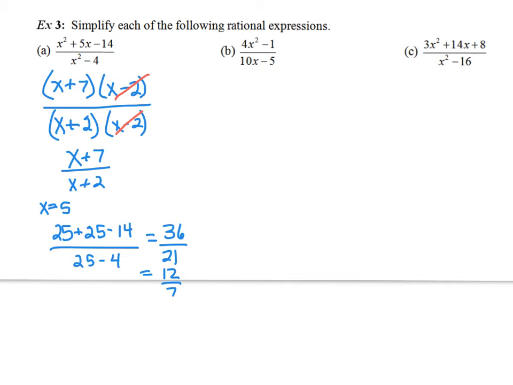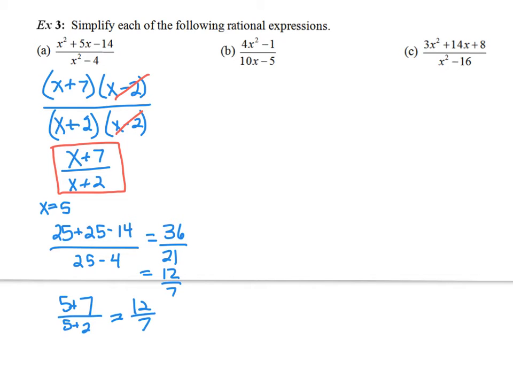Now let's put that very same value of x equals 5 into my simplified answer to see if they have the same value. So at x equals 5, I'm going to have 5 plus 7 over 5 plus 2, which also gives me an answer of 12 sevenths. So I'm fairly confident then that these two expressions are equal to each other no matter what my value for x. So my simplified answer, x plus 7 over x plus 2.